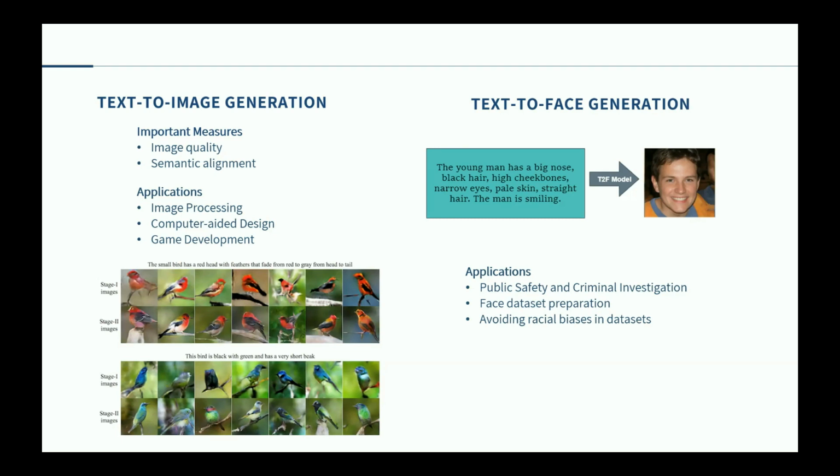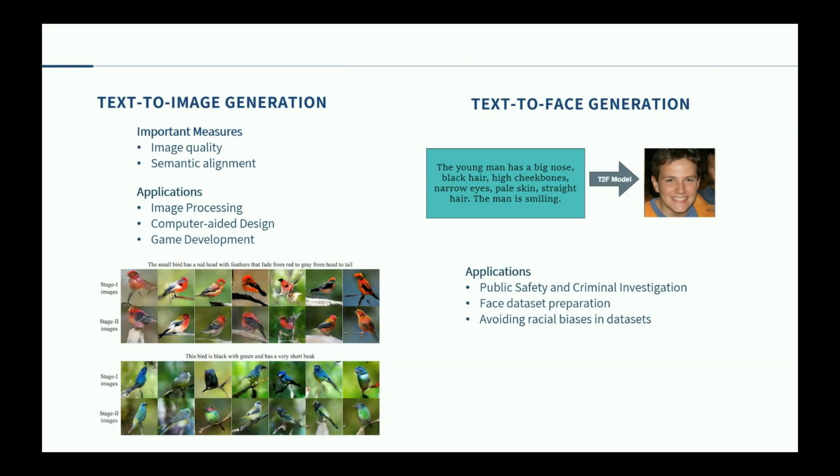When we are generating images based on a text description, we need to focus on two important measures, the image quality and the semantic alignment. Image quality means how realistic the generated images are, and semantic alignment means how well the generated images represent the content of our description. We see lots of applications for text-to-image generation as well, like in image processing, computer-aided designing, and even in game development.